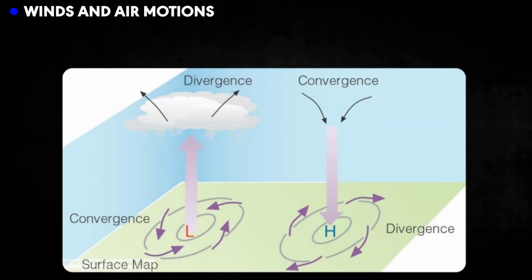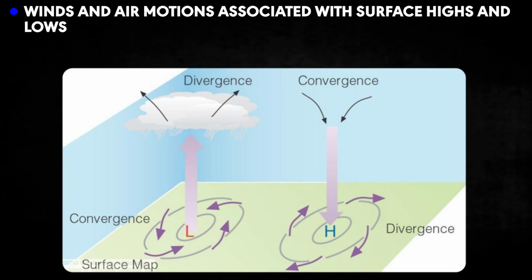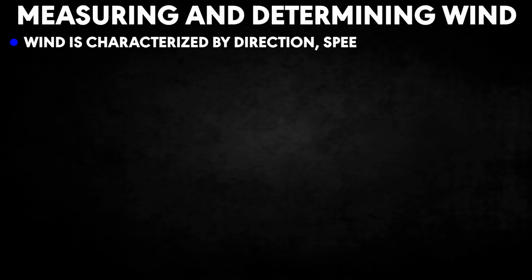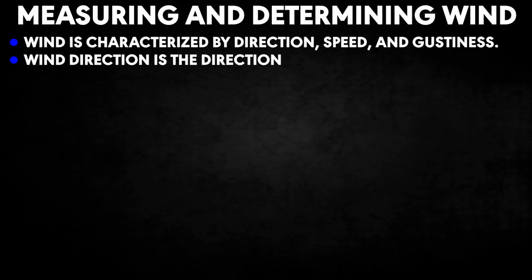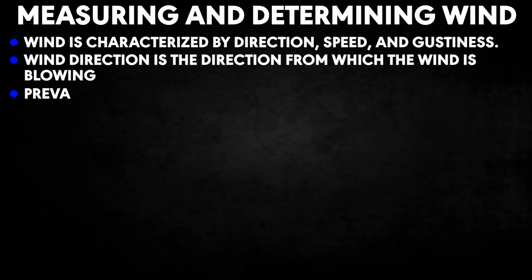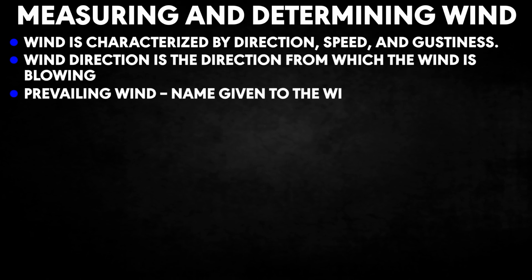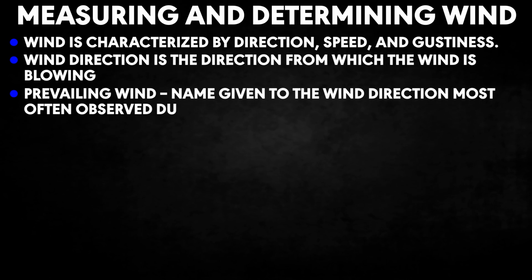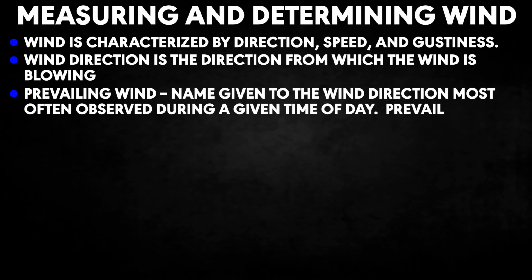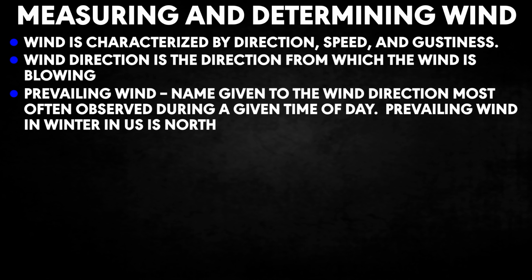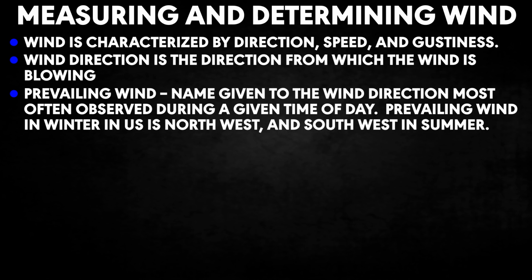Winds and air motions associated with surface highs and lows in the Northern Hemisphere. Measuring and determining wind. Wind is characterized by direction, speed, and gustiness. Wind direction is the direction from which the wind is blowing. Prevailing wind is the name given to the wind direction most often observed during a given time of day. Prevailing wind in winter in the US is northwest, and southwest in summer.